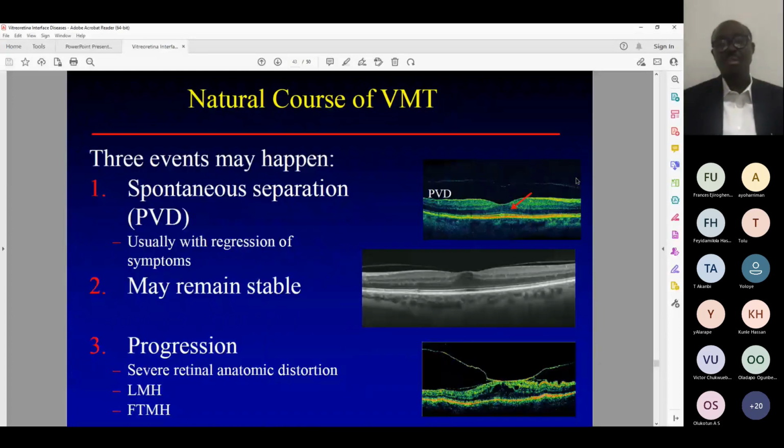The course of VMTs. They may separate spontaneously with resolution of the symptoms. Symptoms get better. They may remain stable or progress to create severe distortions in the anatomy or lead to macular hole, which may be full thickness or lamellar hole. Next slide.